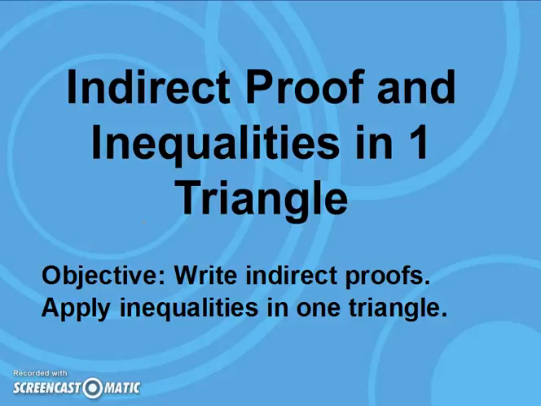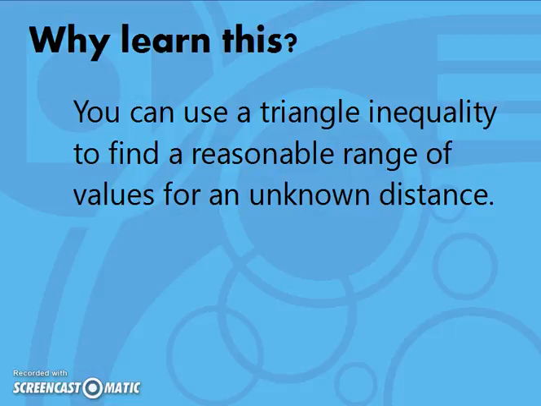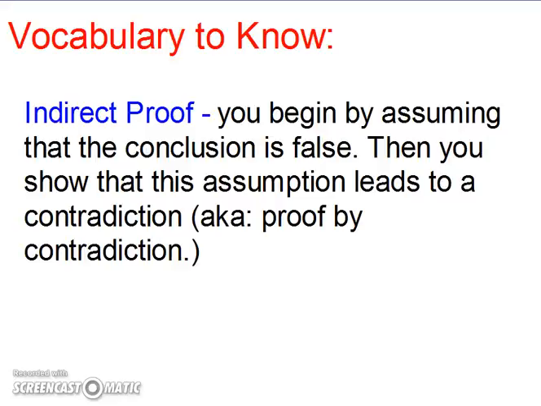Indirect proof and inequalities in one triangle. Our objective is to write indirect proofs and apply inequalities in one triangle. Why learn this? You can use a triangle inequality to find a reasonable range of values for an unknown distance. Well, what exactly is an indirect proof?